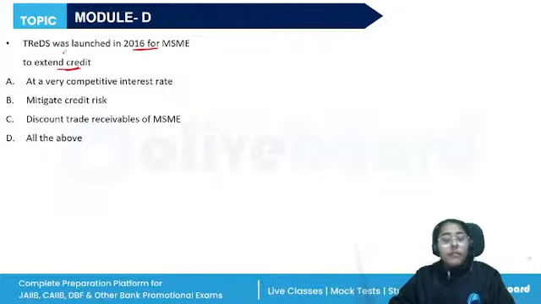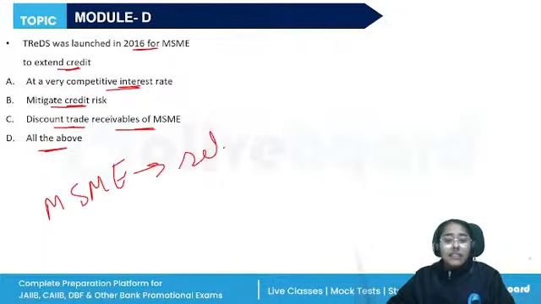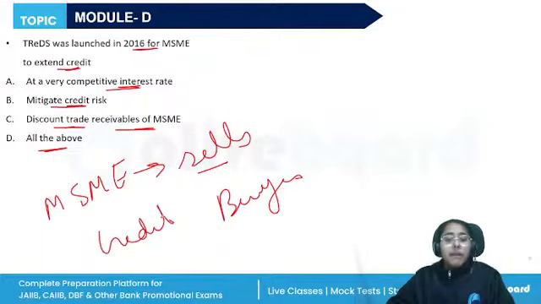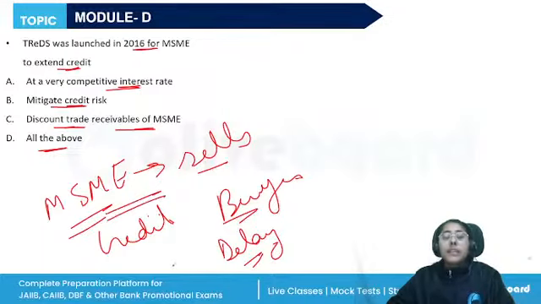So the TReDS platform to extend credit at a very competitive interest rate, mitigate the credit risk, discount the trade receivables of the MSMEs or all of the above. So what happens? The MSMEs, let's say they sell certain products to the buyer. The buyer, however, buys those products on credit. But because the MSME do not have a large shareholding or capital, they will require continuous funds to run their business. Also, the buyer can delay the payments. So to protect the MSMEs from the delayed payments, the government has started the TReDS platform.